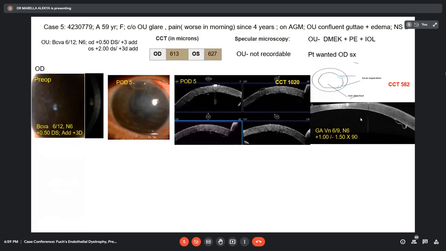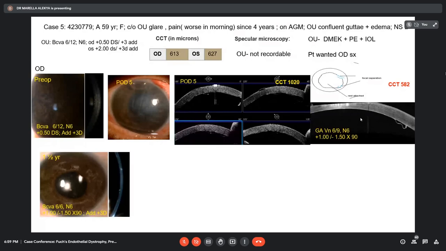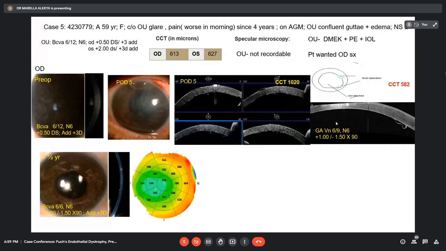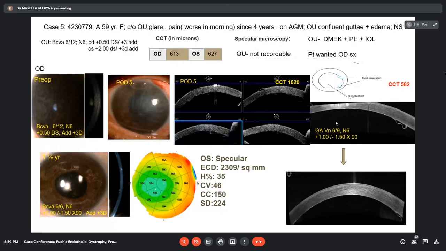Go ahead. After 1.5 years, it got settled and vision was 6/6 with minus 1.50 diopter cylinder. Central corneal thickness is 550 microns. Specular counts: endothelial cell density is 2309 cells per square mm. Hexagonality is 35% and CV is 46. And OCT showed fully attached graft.